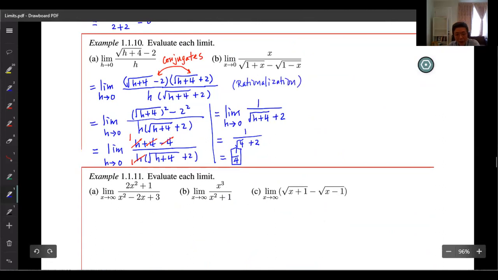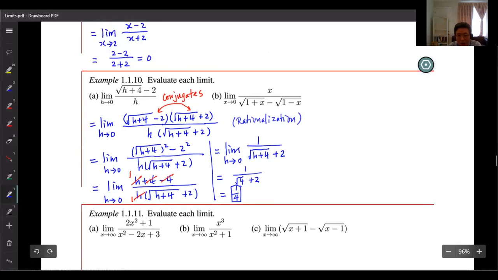Okay, for part B again, so to save time, you can try this. Once we do one, I think it's good, right? For the other one, the basic idea is the same. The only difference here is what? You rationalize the denominator instead of the numerator, right?